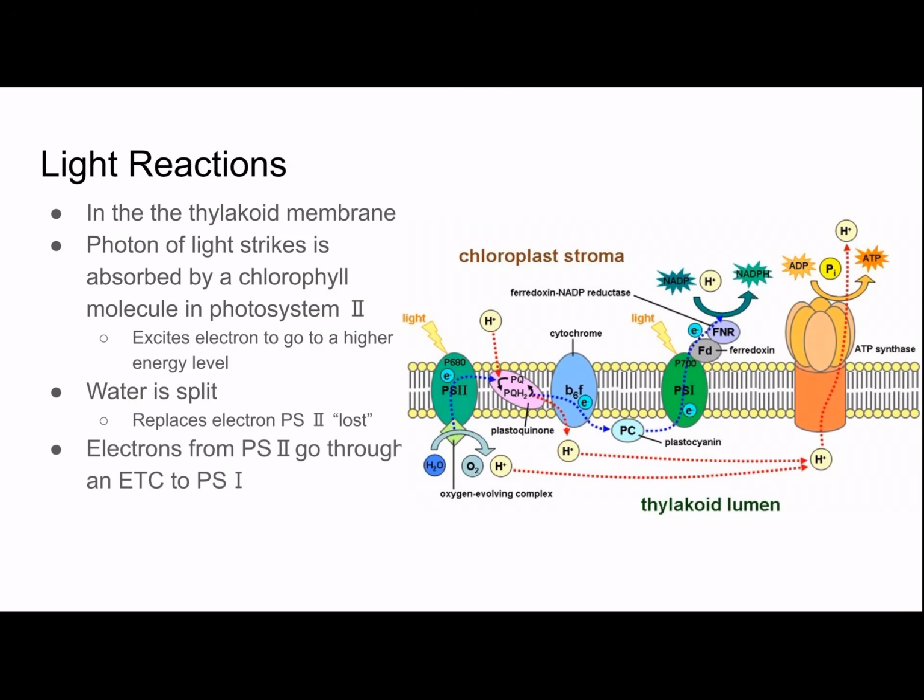And the electrons from photosystem 2 will go through an electron transport chain, that's what ETC stands for, to photosystem 1. The electron transport chain is made of cytochromes. And keep in mind that hydrogen ions are getting pumped into the lumen, which has a high concentration of hydrogen ions. So they're getting pumped against the concentration gradient, which might remind you of what we learned in cellular respiration.